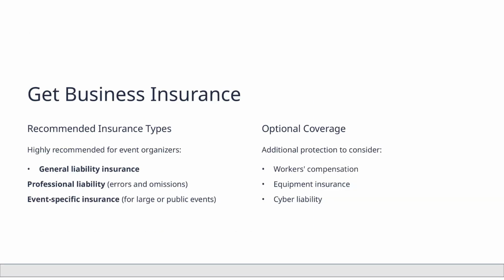Next, obtain essential insurance for your business. General liability, professional liability, and event-specific insurance are needed to protect your business assets. Consider optional coverage like equipment insurance and cyber liability for comprehensive protection. Check if your state requires workers' compensation insurance. These measures safeguard against potential risks and ensure smooth operations.